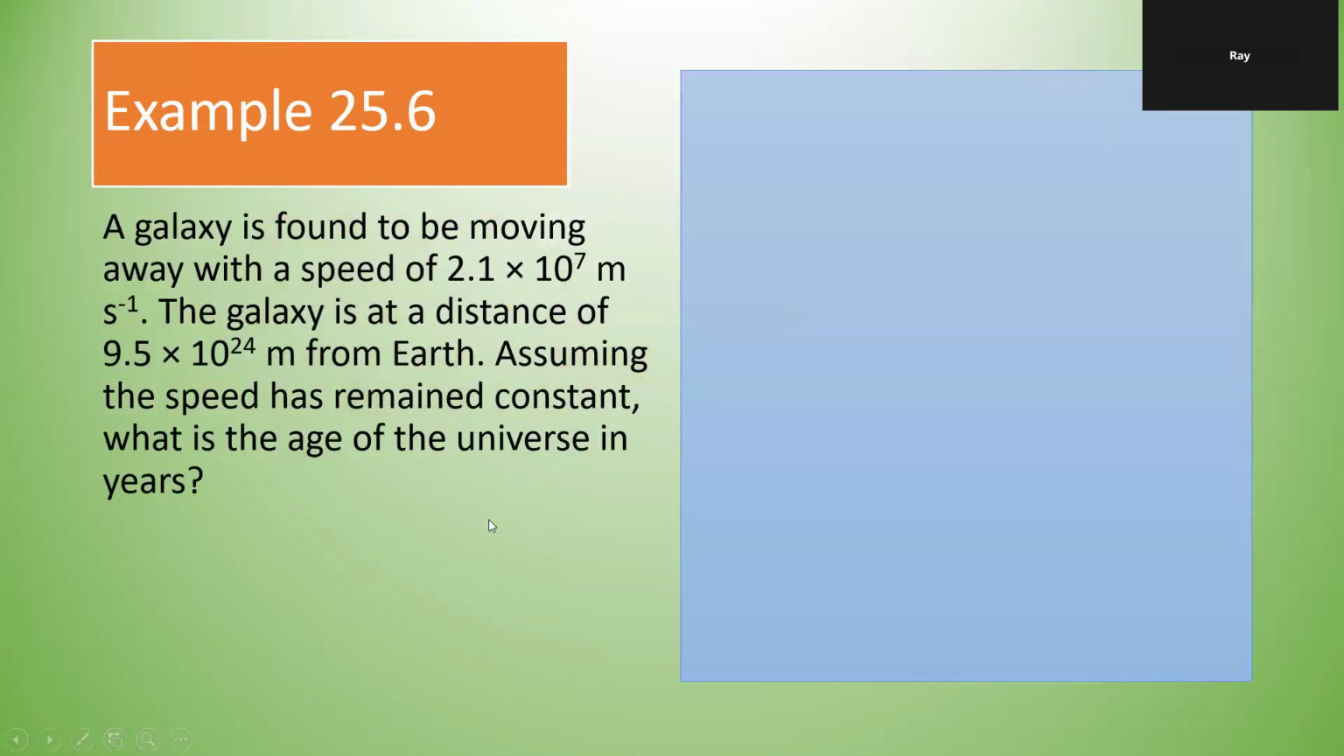Try this one. A galaxy is found to be moving away with a speed of 2.1 times 10 to the power 7 meters per second. The galaxy is at a distance of 9.5 times 10 to the power 24 meters from the Earth. Assuming the speed has remained constant, what is the age of the universe in years? Using Hubble's law.